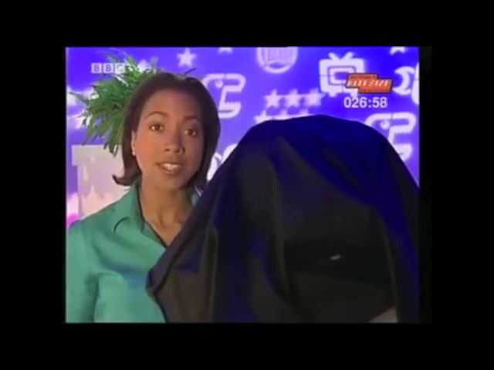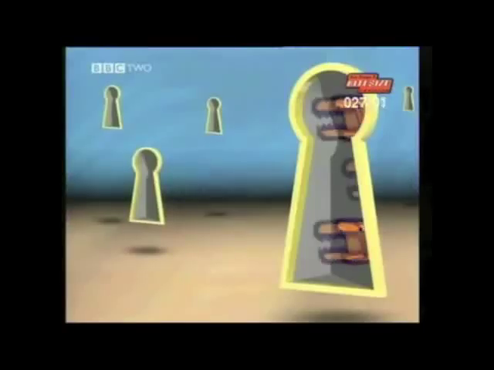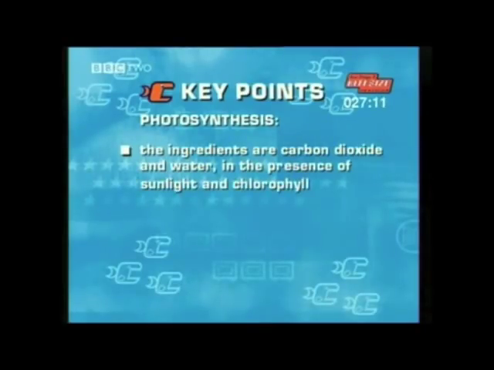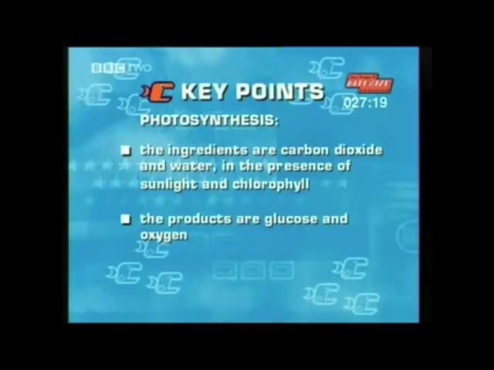Here are the key points you need to know about photosynthesis. The ingredients for photosynthesis are carbon dioxide and water in the presence of sunlight and chlorophyll. The products are glucose, a simple sugar, and oxygen, essential for the planet. Can you still remember the word equation for photosynthesis? If not, you could rewind and go over this section again, or move on to the structure and function of the leaf.